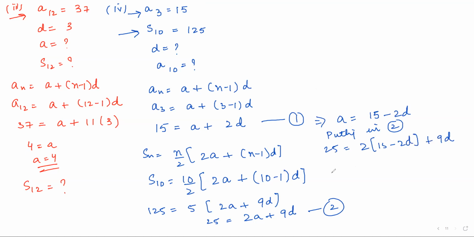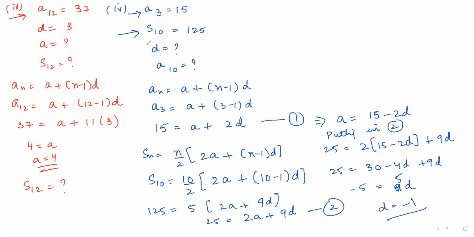This way also you can solve it. So 25 is equal to 30 minus 4D plus 9D. 25 minus 30 is minus 5 is equal to 5D, and D is equal to minus 1, right? So you have got your D, then you can find A.